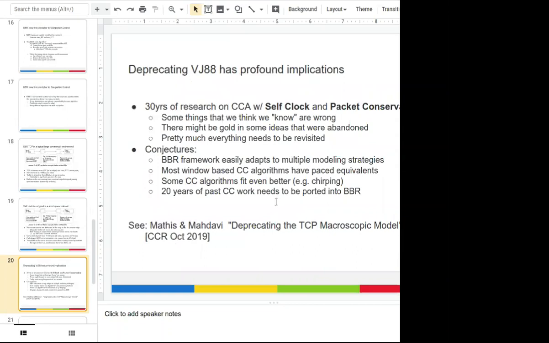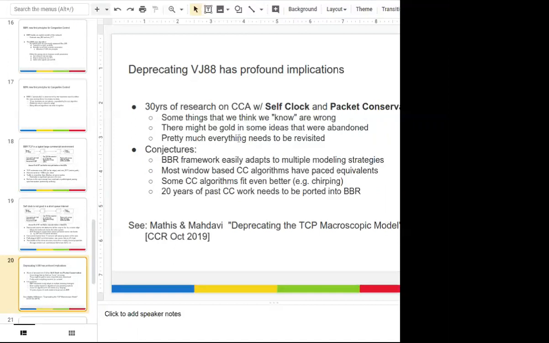But there's a flip side of this. Deprecating Van Jacobson '88 is a sea change for all of the research. All of the research that we've done in congestion control has these assumptions baked into it. And we don't really know what we think we know that is wrong. That's the way I put it: the things I think I know that are wrong. And getting my head around how the world might be different in a BBR world is really hard.